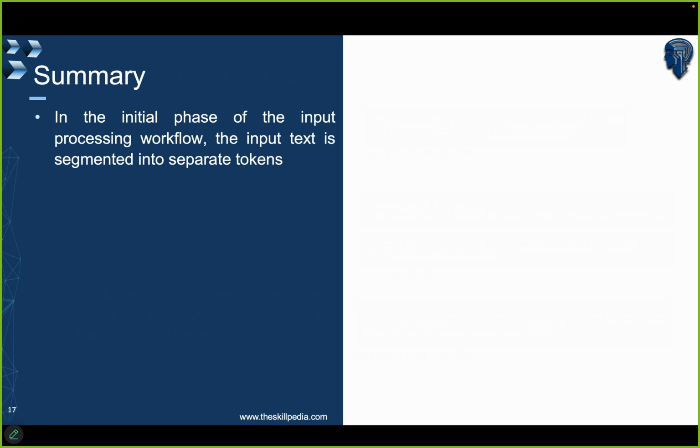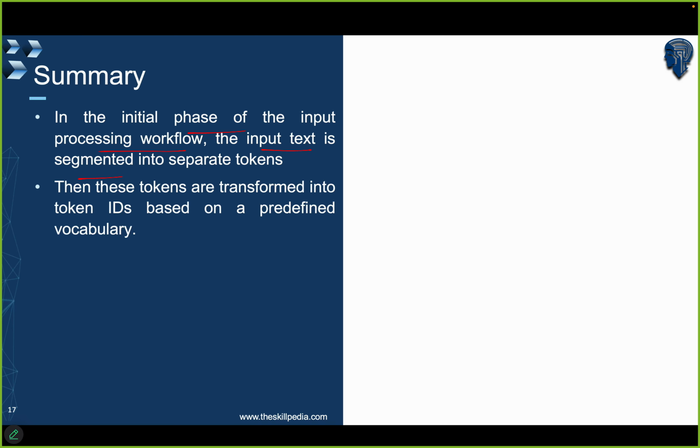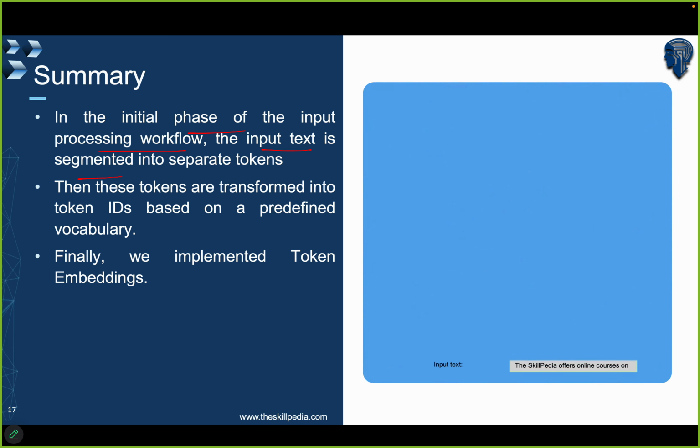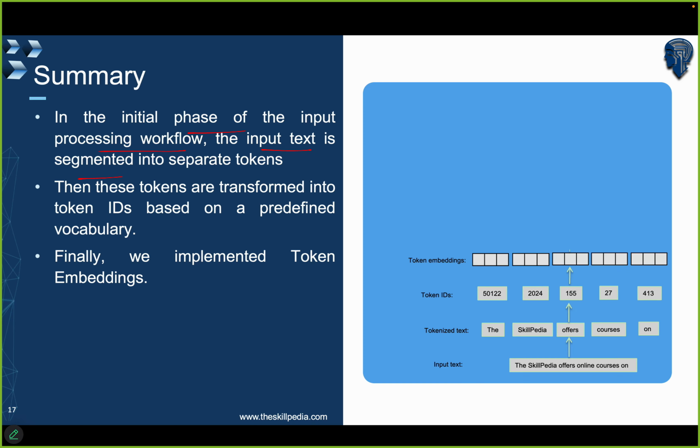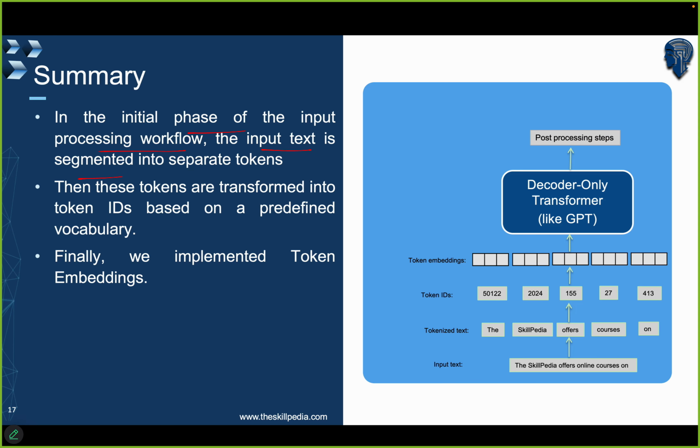So in summary, in the initial phase of the input processing workflow, the input text is segmented into separate tokens. Then these tokens are transformed into token IDs based on the predefined vocabulary. Finally, we implement the token embeddings. This was the flow we tried to understand in this session and in the lab also, using BytePair encoding. This is the overall flow of the session.